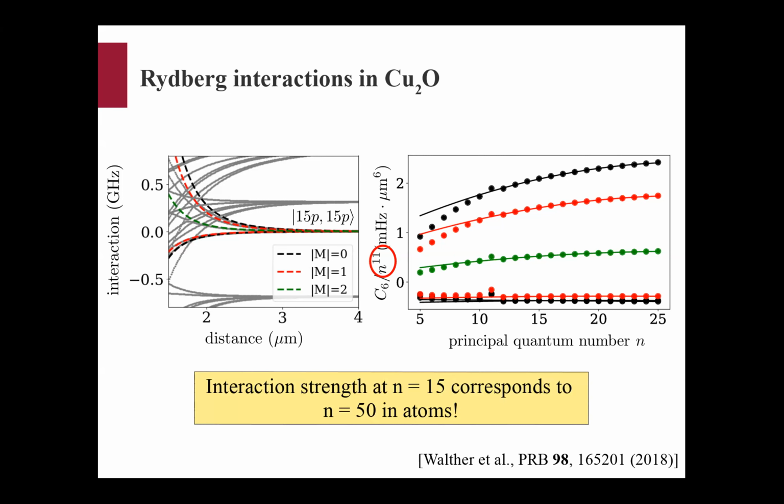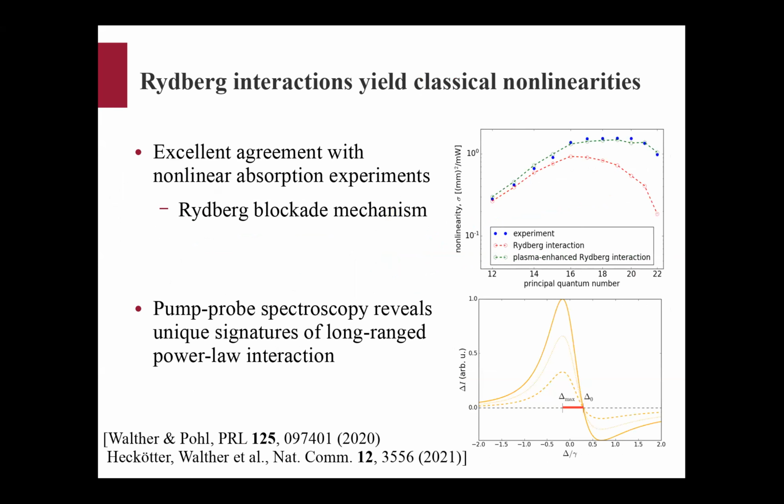This is due to the different scales of the Rydberg energy and the Bohr radius. Over the last couple of years, I've been very interested in translating these interactions into optical responses. What we've seen on the classical level is that using the interactions that we've calculated in combination with Rydberg blockade physics, we can very well explain the nonlinear absorption experiments that have been carried out.